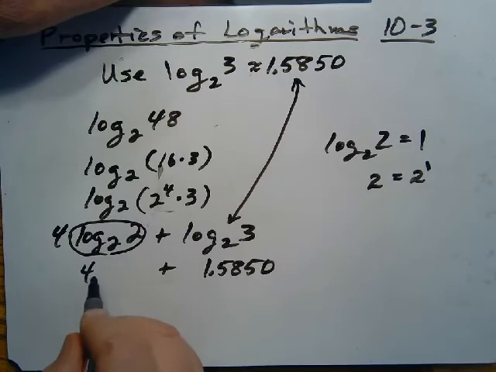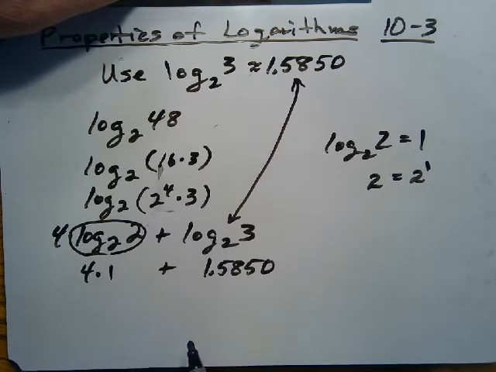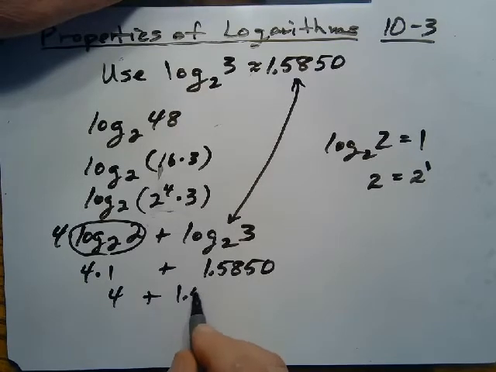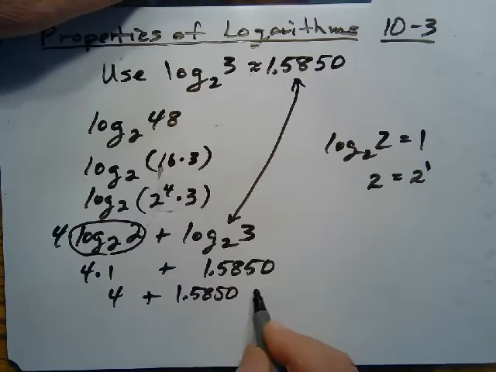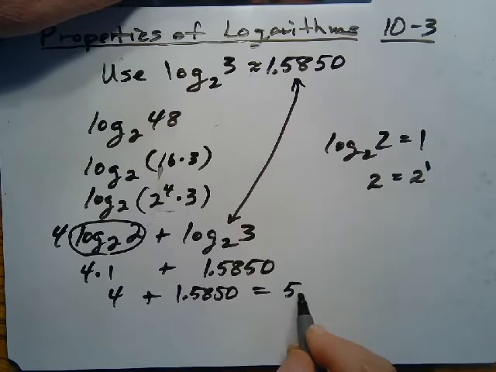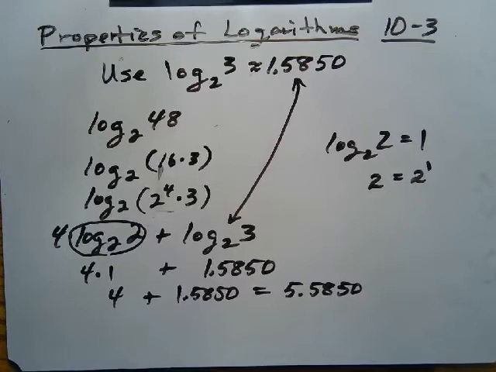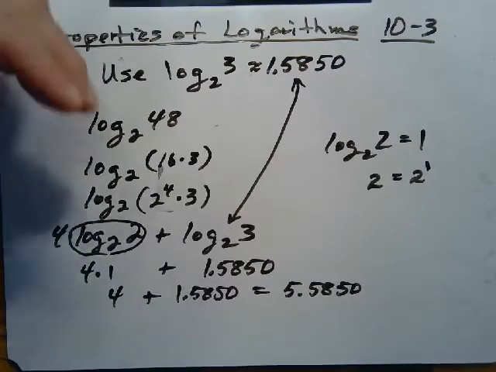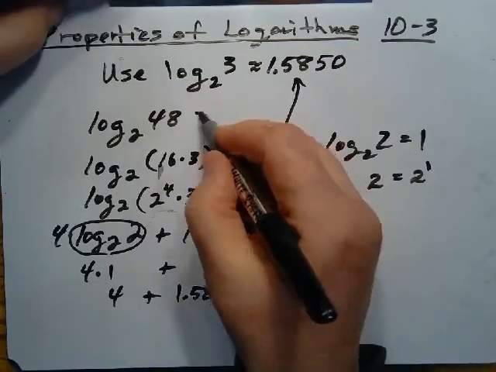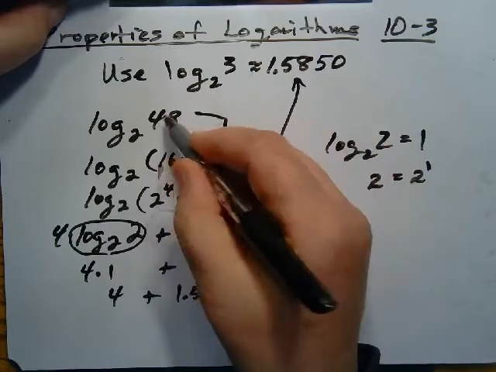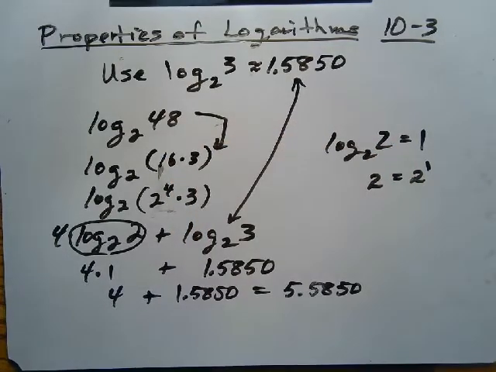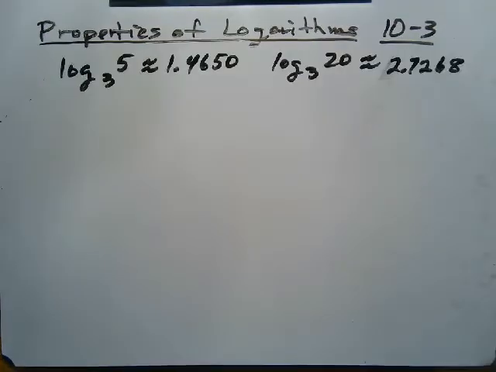And of course, up in the front, we have 4 times 1. Well, 4 times 1 then is 4 plus 1.5850, and I can do this without a calculator. It's 5.5850. Now, why did we do this? So this is some practice on breaking stuff down. You'll need to be a little creative. You have to be able to be a little bit creative to get from here to here, and you'll get good at it.